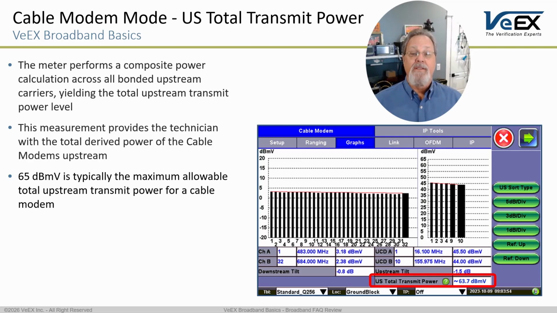65 dBmV is typically regarded as the maximum allowable total transmit power for a cable modem. Operations near or above this level increase the risk of upstream instability or loss of connectivity.